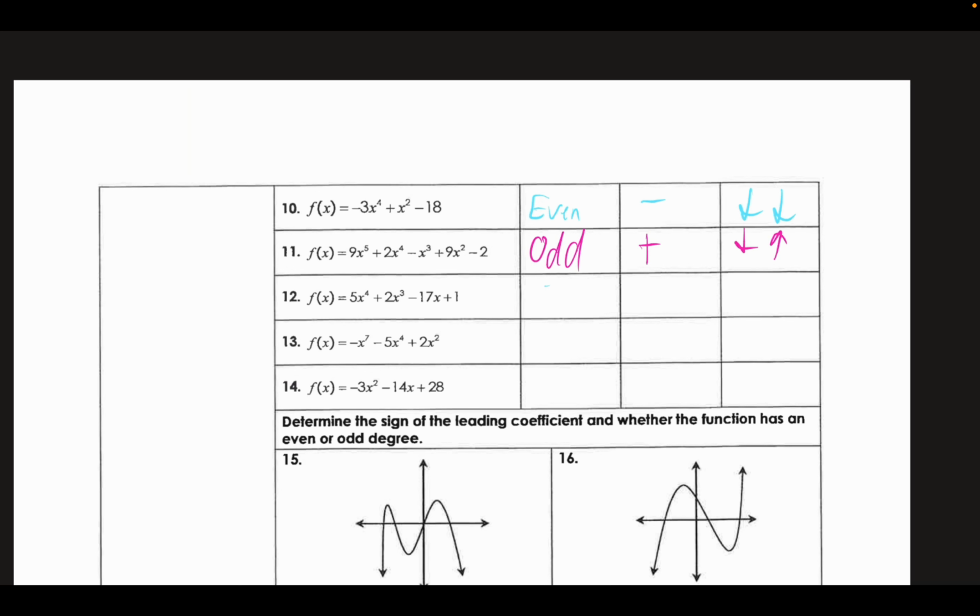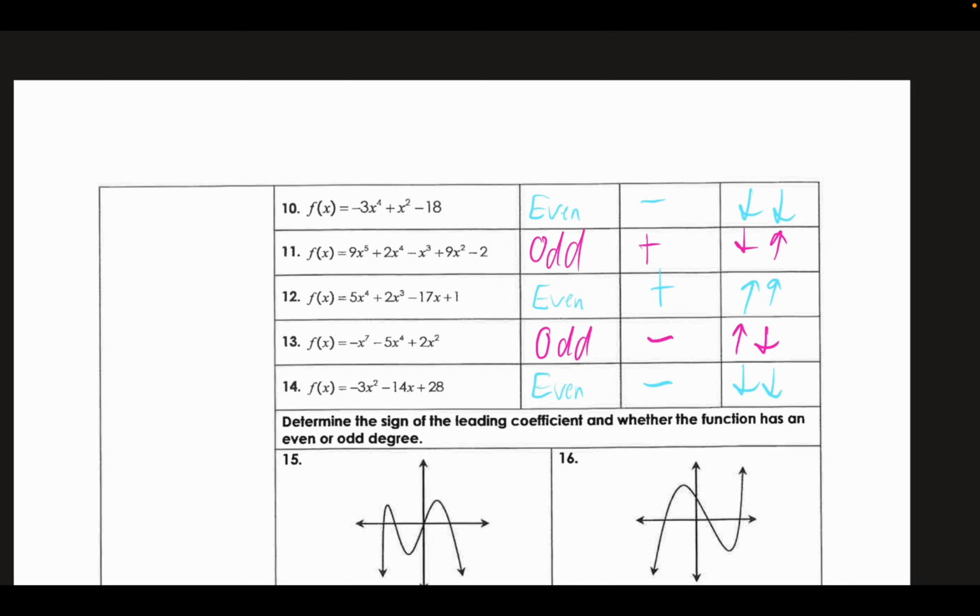Example 12, highest degree is even, exponent 4, positive leading coefficient, both going up. On number 13, the highest degree is odd, 7, and the leading coefficient is negative, and so it'll go forever up on the left, forever down on the right. And on 14, highest exponent is 2, which is even. Leading coefficient is negative, so it'll go forever down, both left and right.